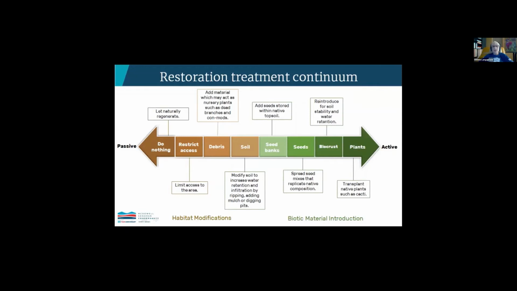help moisture retention. Biotic material introduction includes adding topsoil that contains native seeds, spreading seed mixes, introducing Biocrust for structure and moisture retention, and transplanting native plants from surrounding areas. So now that we have a good idea what assisting means, let's take a look at 3 of the restoration projects we've completed and 2 in progress to evaluate how applying these treatments work.